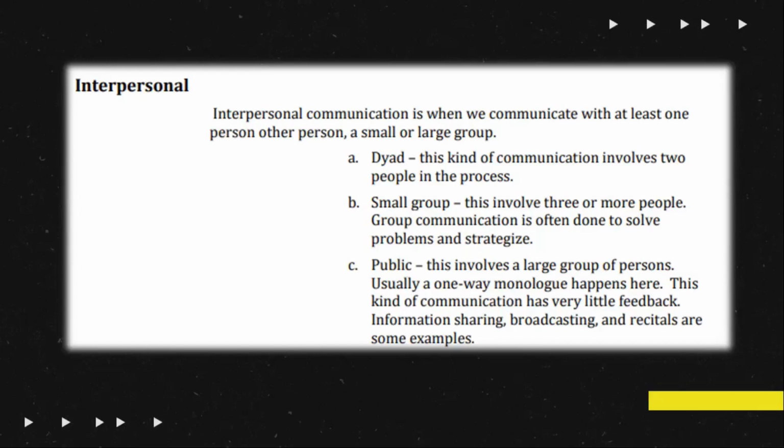Usually a one-way monologue happens here. Okay. So in public communication, there are a lot of people involved in the communication process. But here, it's a one-way monologue. Meaning to say, there's only one person who serves as the source of information in that communication. So this kind of communication has very little feedback. Information sharing, broadcasting, and recitals are some examples.